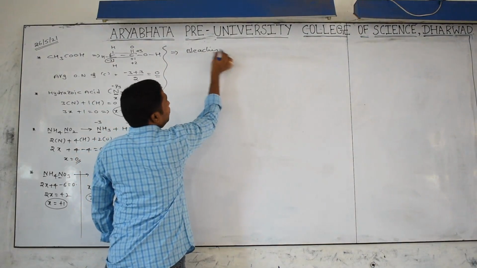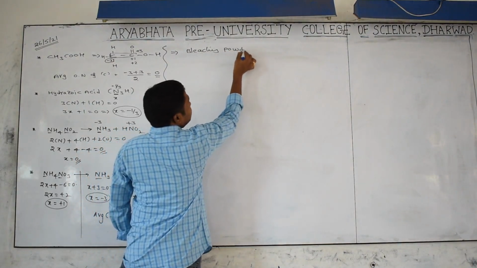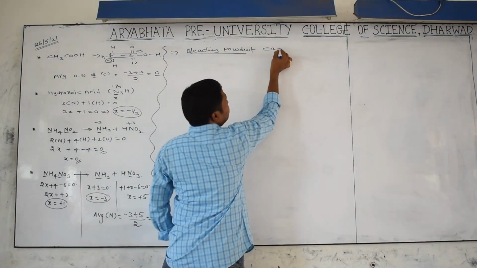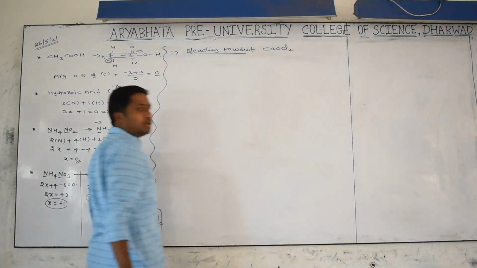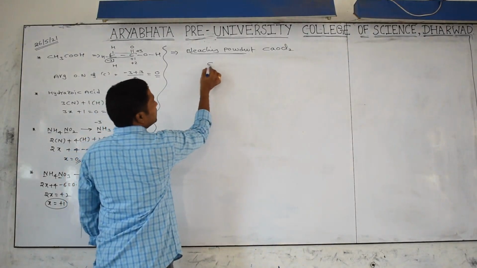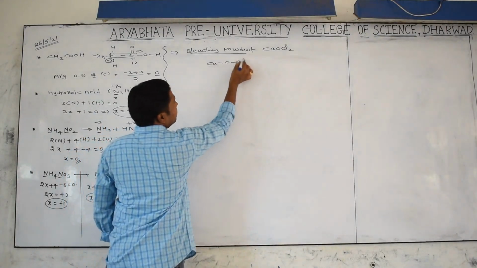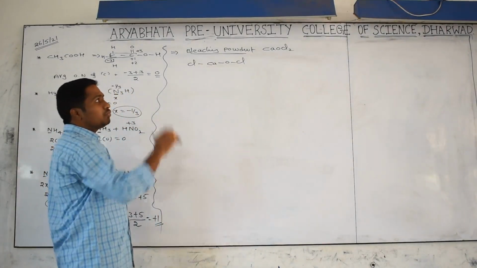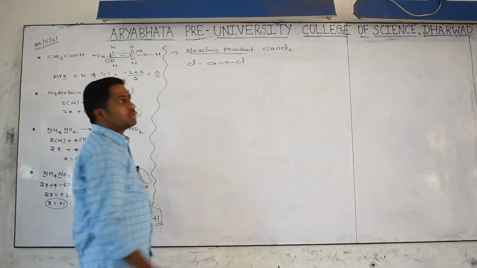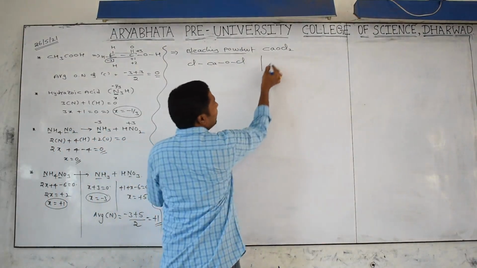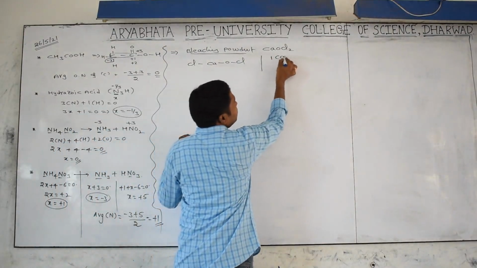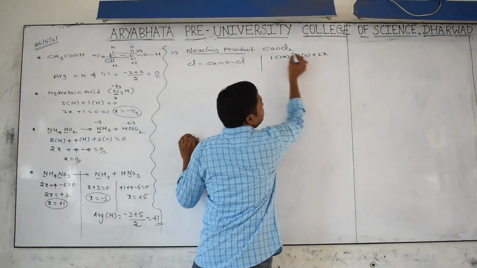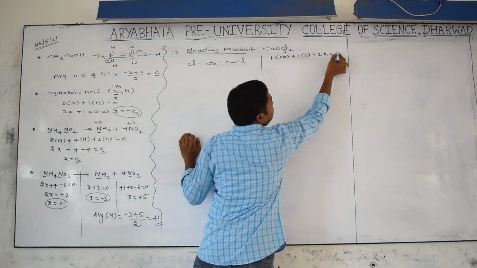Bleaching powder formula is nothing but CaOCl2, calcium oxychloride. If you see the structure, calcium, oxygen and chlorine are there. Now I want to find out the average chlorine oxidation number. How? 1 calcium plus 1 oxygen plus 2 chlorines, x is equal to 0.